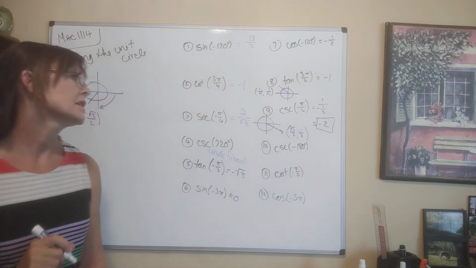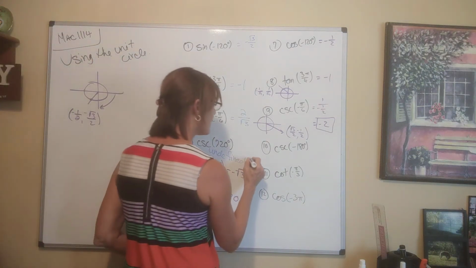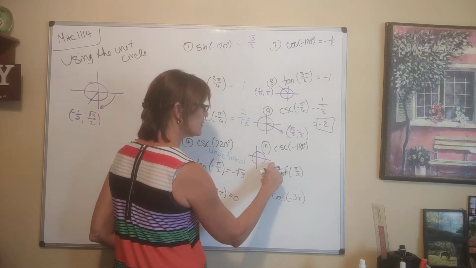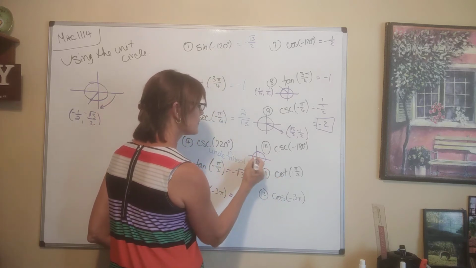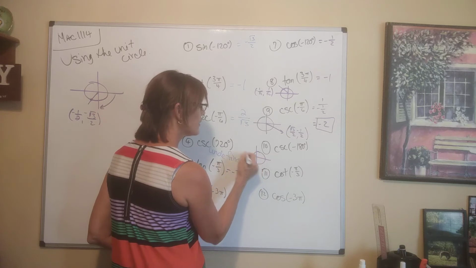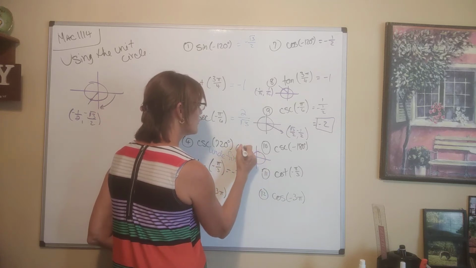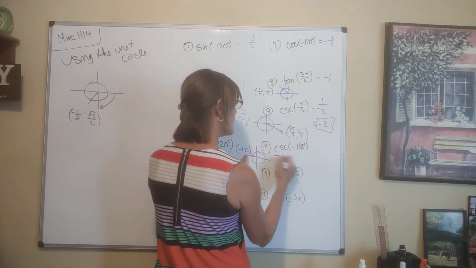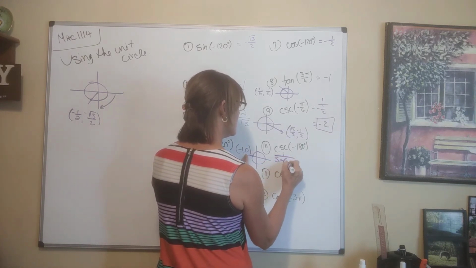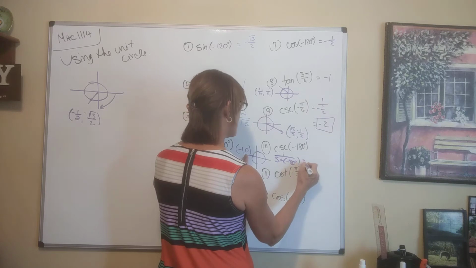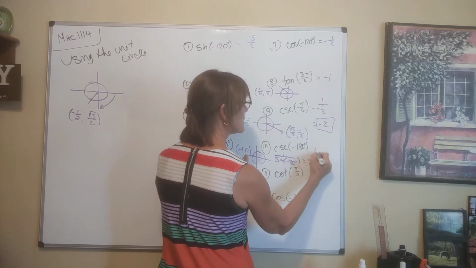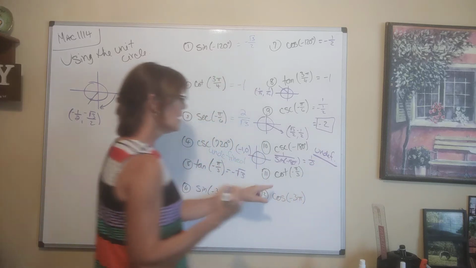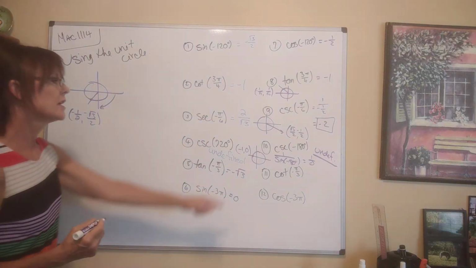All right, the cosecant of negative 180. Where is negative 180? Well, this is 0. If we go 180 this way, this is negative 180. What are the coordinates here? Negative 1, 0. Okay, this is 1 over the sine of negative 180, but the sine of negative 180 is 0. Oh, this is undefined. This is another undefined.